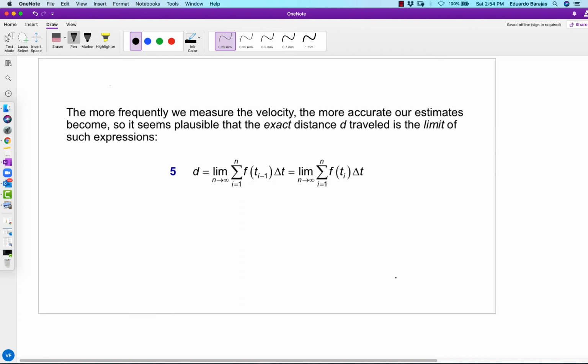And so the more frequently we measure the velocities, the more accurate our estimate becomes. So it seems plausible the exact distance traveled is the limit of such an expression. So the total distance traveled equals the limit as n goes to infinity of the Riemann sum as i goes from 1 to n of f of t sub i minus 1 times delta t, which is equivalent to the limit as n goes to infinity of the Riemann sum as i goes from 1 to n of f of t sub i times delta t. Right? So this is the sum approximation using the left endpoints and the right endpoints for each approximating rectangle, which is exactly what we did before.